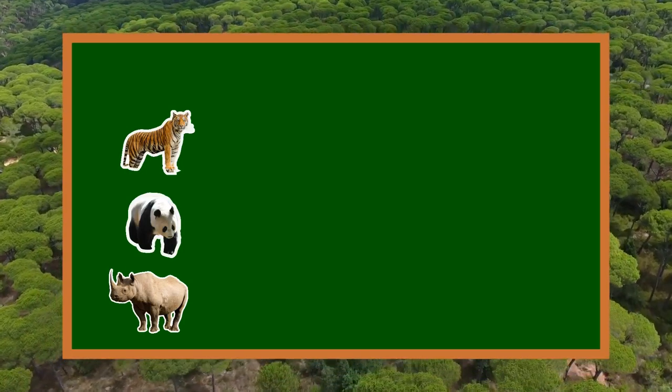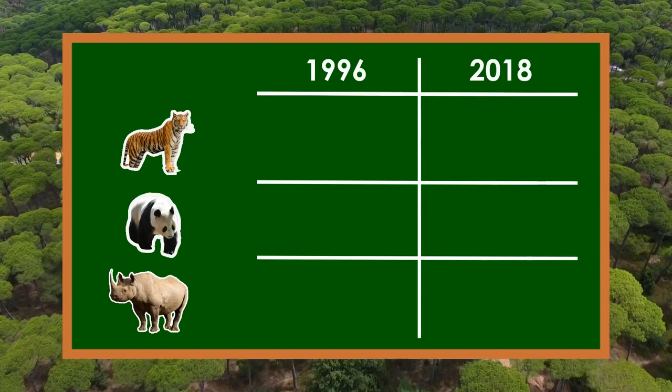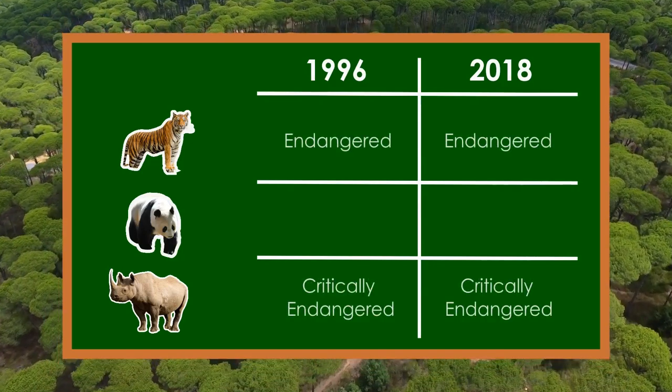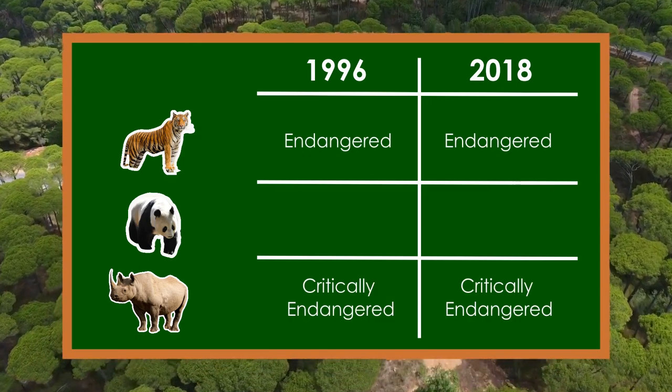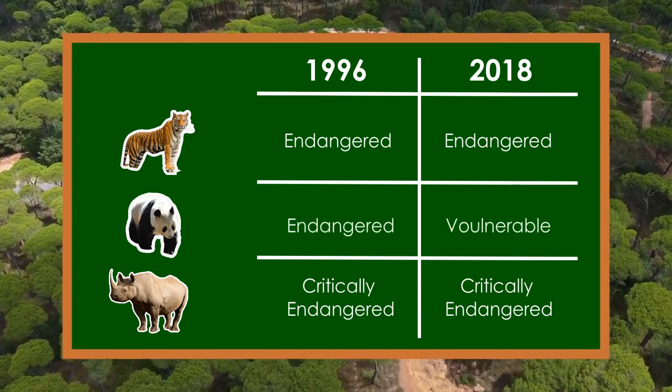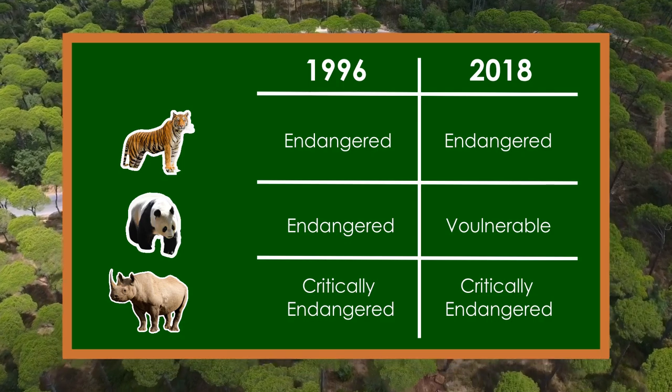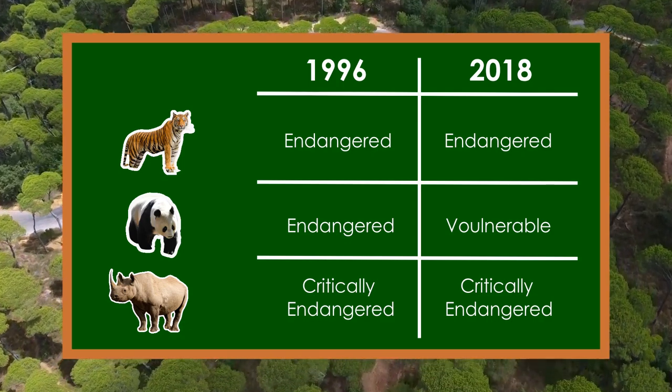When it comes to animal species, tiger, panda and black rhinoceros are examples of species that were not endangered more than in 1996. Tiger and black rhinoceros are still marked the same as they were in 1996, and giant panda changed its status from endangered to vulnerable. Not only that, scientists claim that the number of these species is slightly increasing.